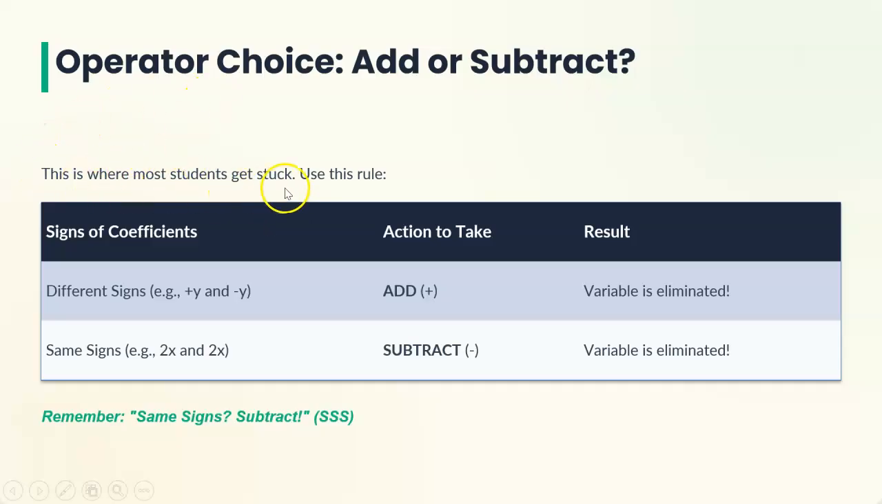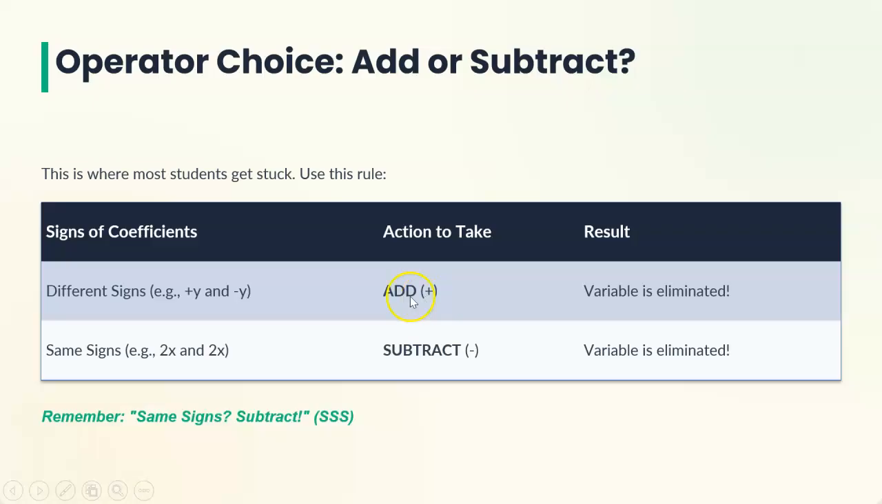So this is where most students get stuck. So look at the simple rule you're going to use. Signs of coefficient, different signs. Here I have plus y and minus y. So when I have different signs, like positive and negative, I'm going to add, because I know by adding I'm going to eliminate. Why? If I say plus y minus y, obviously it's going to give me 0. It's just like saying y minus y, and that will give me 0. Or 1y minus 1y will give us 0 for sure.